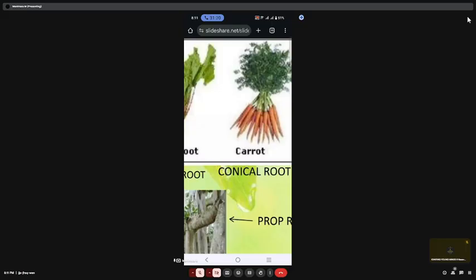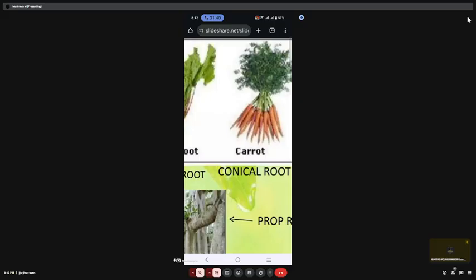Gradually it will decrease its size till the tip. So for example, carrot, like a sweet potato. Sweet potato is also one of the examples of the root. So what do they all do? They are modified and they store the food.